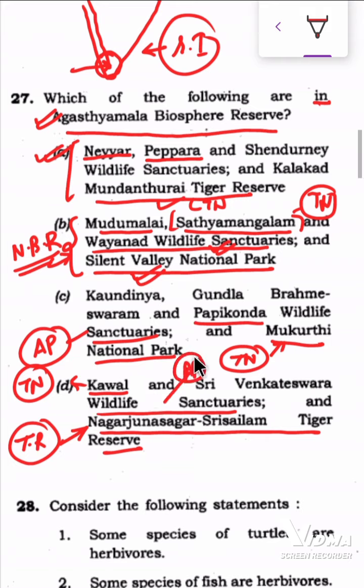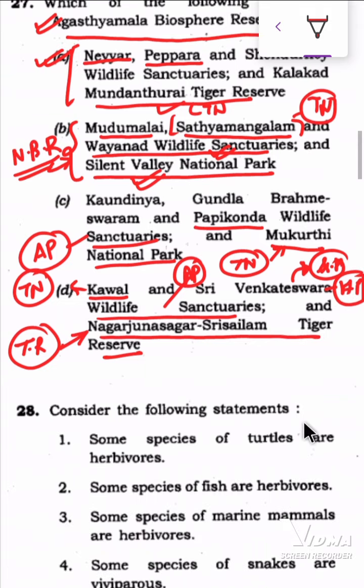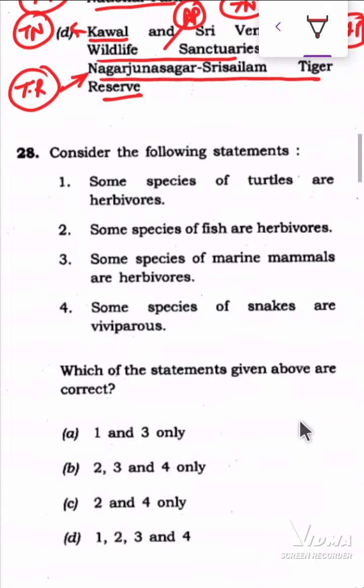Actually, it was devoted to Lord Sri Venkatesh, in the Sheshachalam Hill in Andhra Pradesh. So Venkateshwara Wildlife Sanctuary is in Andhra Pradesh. And let's go to question number 28.